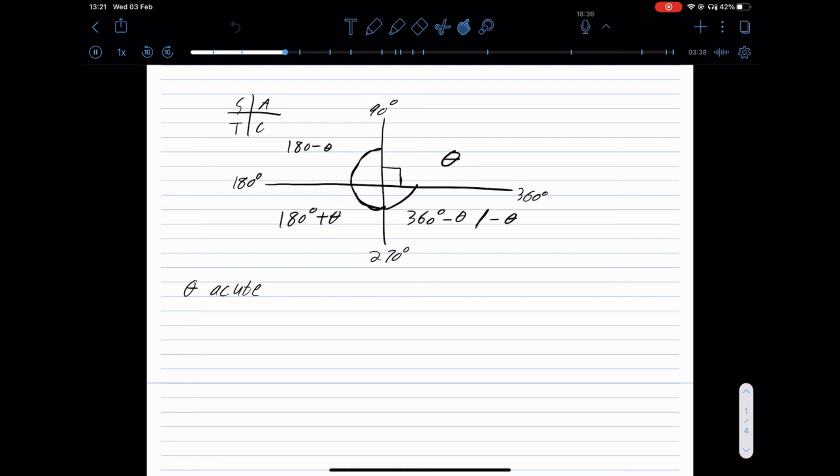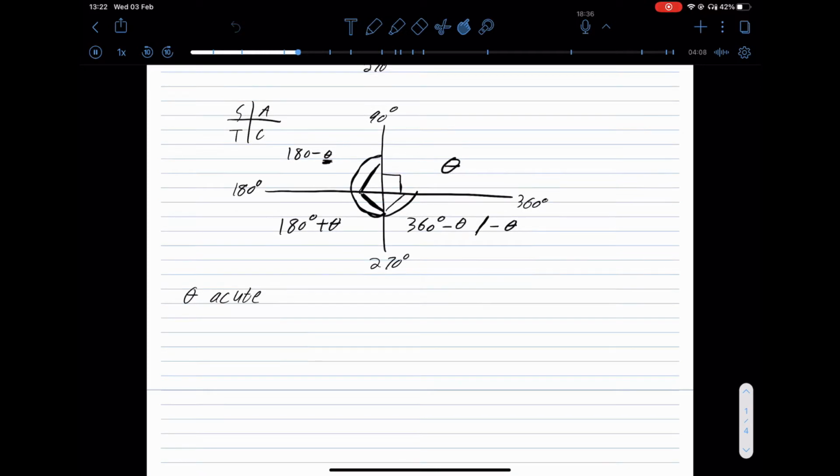So, as I mentioned that theta will be acute, it's easy to see that 180 degrees minus some acute angle theta will give something between 90 and 180. Hence, we get an answer in this quadrant. The same applies for this quadrant, the third one. If we take 180 plus an acute angle, acute being less than 90 degrees, we'll get something between 180 and 270. And the same for this quadrant. So that's why we use these reductions.